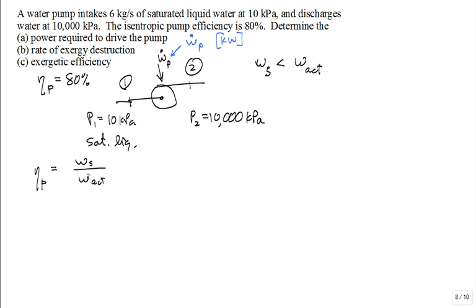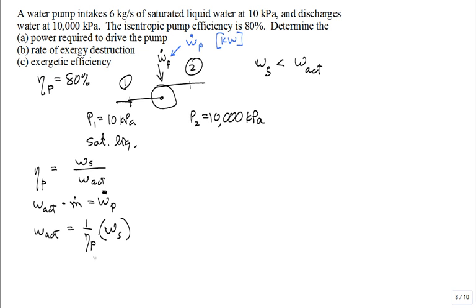Okay. So if I was able to get lowercase w actual, I would multiply it by m dot, and that would give me what I'm looking for, W dot into the pump. True? Well, how do I get lowercase w actual? That's equal to 1 over the efficiency of the pump times the isentropic work of the pump.